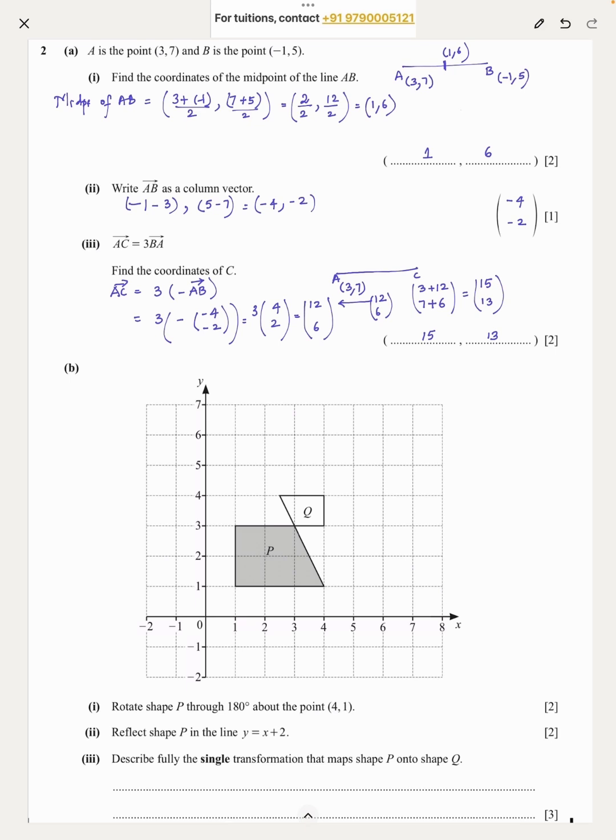So that's my judgment. Now, the first question says, rotate shape P through 180 degrees about the point (4, 1). Okay, so the point has been given to us. So this is the point of rotation. If you want to use a trace paper, you can use it. Or if you are very good at visualizing, then you can go ahead without the trace paper even. So let's try to do it without the trace paper.